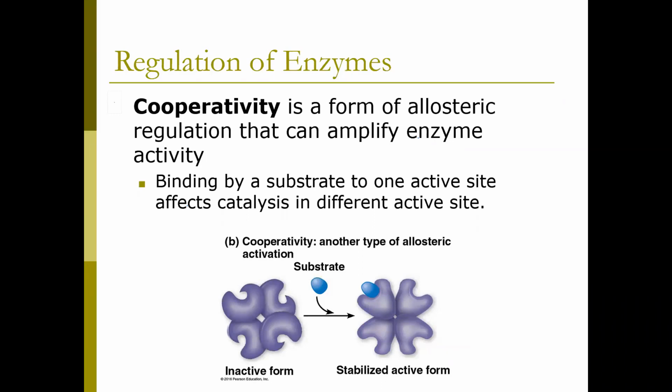Cooperativity, I can't even pronounce the word. It's a form of allosteric regulation that can amplify an enzyme's activity. So you can see how the substrate is going to bind to one site, and that's going to affect the other active sites to change as well. Okay, so we have the allosteric regulation that can amplify an enzyme's activity. So the substrate is binding to one of the active sites, and that affects the reaction in different active sites.